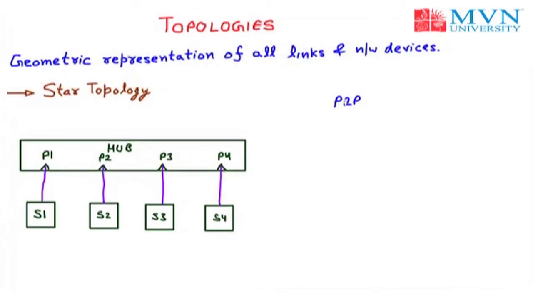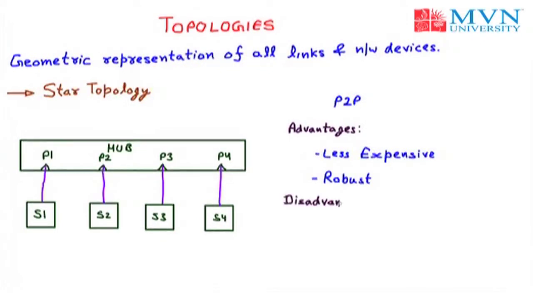Now let's come to the advantages and disadvantages of star topology. First, the advantages. The main advantage of star topology is that it's less expensive. Obviously, we need only computers, a hub and wires, so it is very inexpensive. Then the next advantage is that it's robust. Robust means it can handle faults very easily.